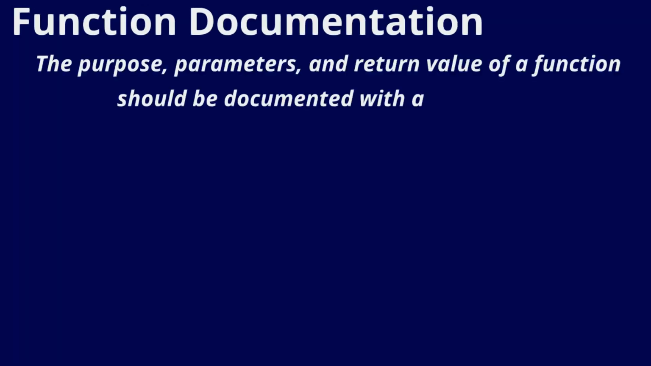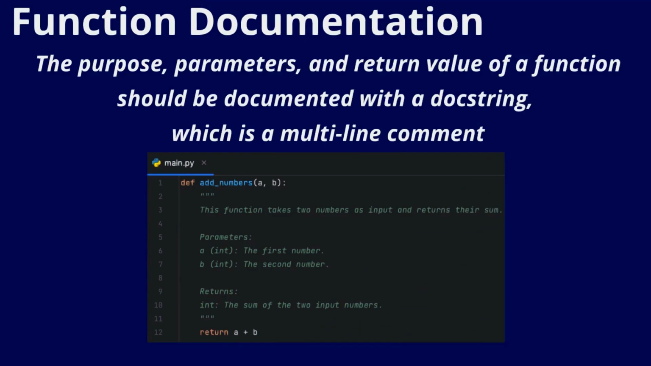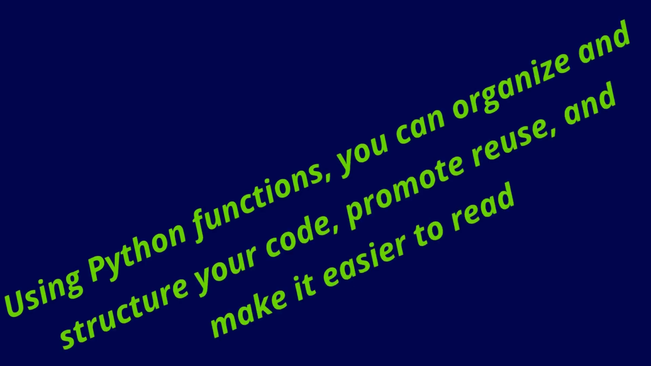Number 11. Function documentation. The purpose, parameters, and return value of a function should be documented with a docstring, which is a multi-line comment. You will be able to understand how to use the function more easily. Using Python functions, you can organize and structure your code, promote reuse, and make it easier to read.